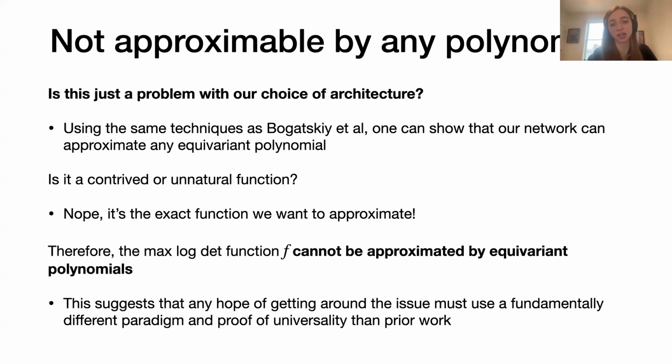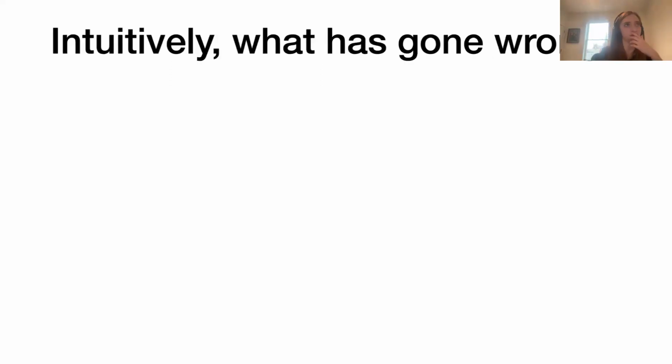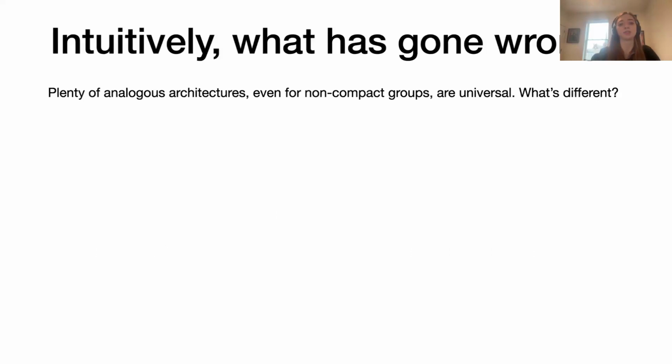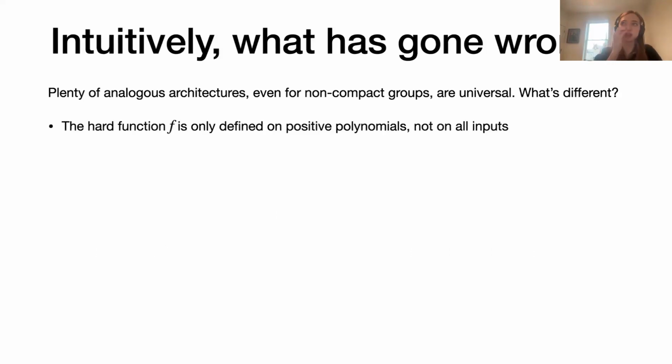And I'll mention, at the end, some ideas we have for how you could maybe still hope to use equivariance. In fact, I'll discuss one that we've done and a couple others that we're excited about. So you might ask, okay, this is really weird. We're saying that there's this interesting equivariant function that can't be approximated by equivariant polynomials to arbitrary precision. What has gone wrong?